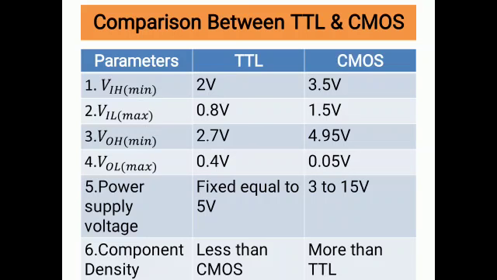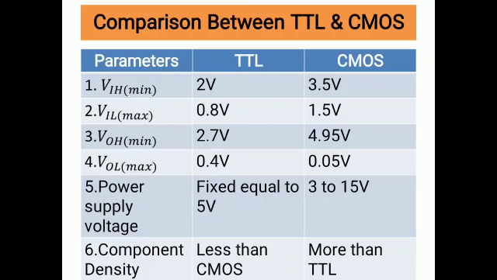VOH minimum is 2.7 volts for TTL and 4.95 volts for CMOS. So these are the voltage parameters of TTL and CMOS. Power supply voltage means to use this TTL IC, we will require a fixed voltage of 5 volts, whereas for CMOS we will require 3 to 15 volts, so it is variable.